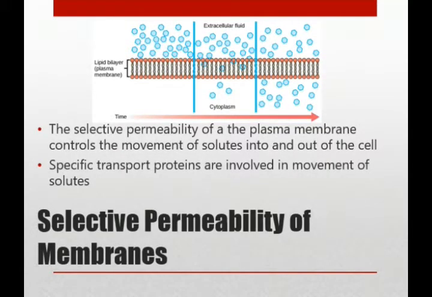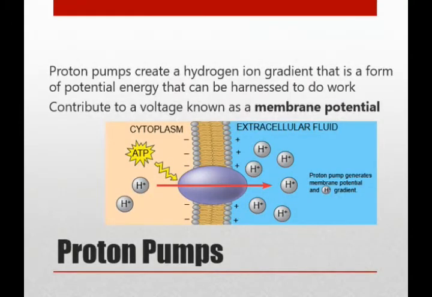The selective permeability of the plasma membrane controls the movement of solutes into and out of the cell. So all of these involve specific transport proteins. First of all, you have the proton pumps. A proton pump creates a hydrogen ion gradient.